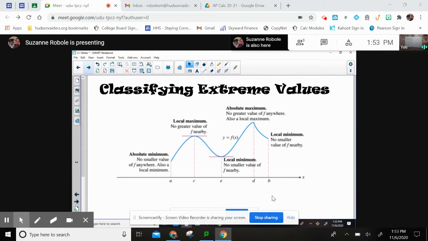So classifying extreme values. If this is our function here, we have values on it. Again, you've seen these. We started talking about these in Algebra 2. So we have absolute minimums, absolute maximums, and then local min and max. Absolute means there are no other values higher than it or lower than it if it's a max or min. And your local is in that area, that's going to be a maximum. So like in this area, it's a maximum. In this area, it's a minimum. Okay, but not overall.